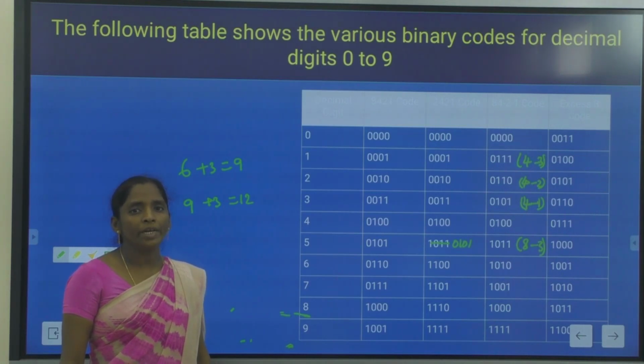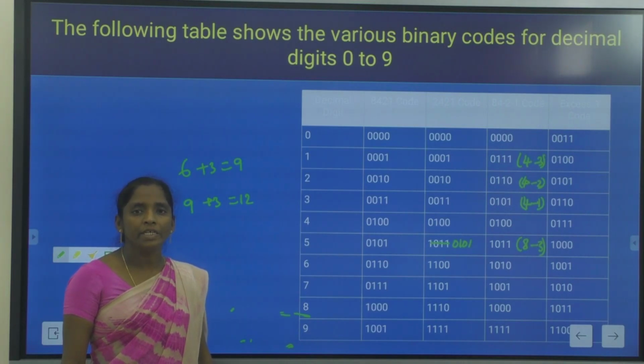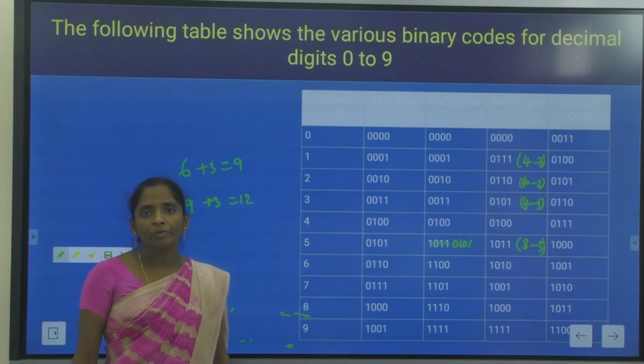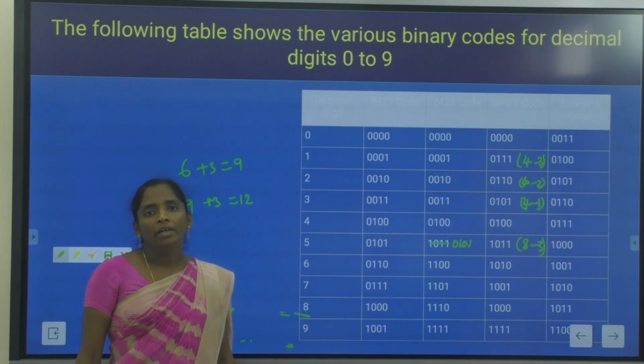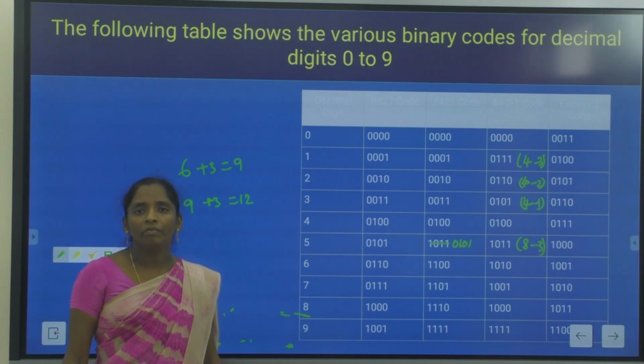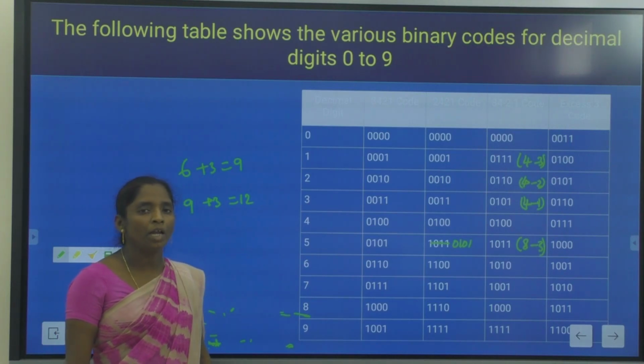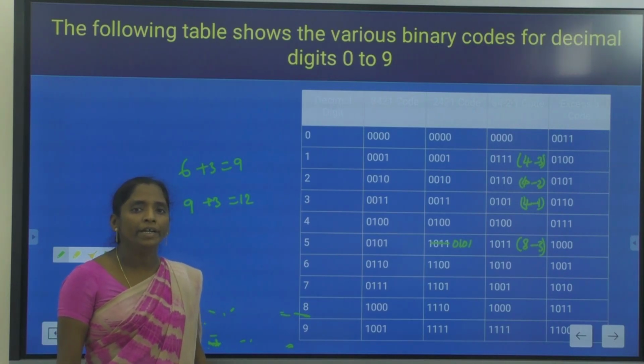After adding the two x3 numbers, if you get carry, add 3 to the result. If you don't get carry, that means carry is 0, subtract 3. So what are the conditions? After adding two x3 numbers, if carry is 1, add 3 to the sum. If carry is 0, subtract 3 from the sum. Okay? Now do the calculation on x3 addition.